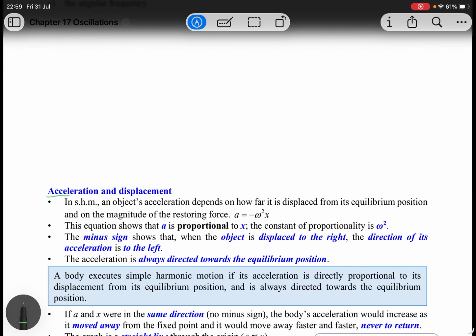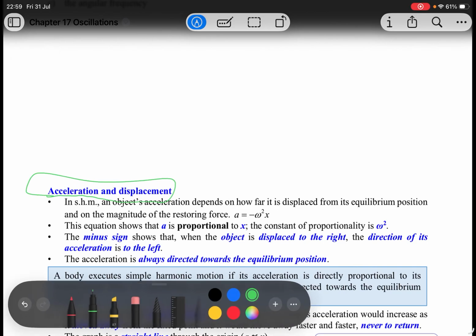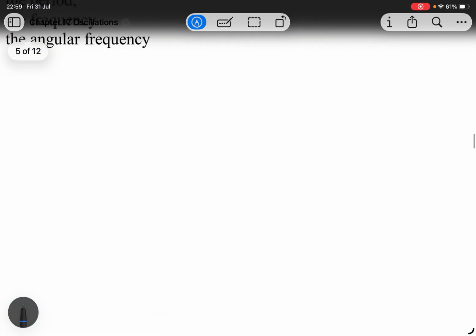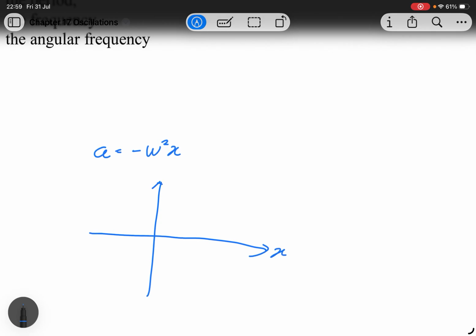Okay, for the relationship between acceleration and displacement, basically we know that acceleration is equal to negative omega squared x. So if I plot a graph of x against acceleration, it'll be a straight line with negative gradient through the origin. And then this will be the maximum amplitudes.